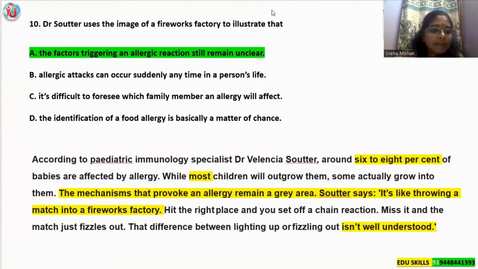Next, answer option C. It's difficult to foresee which family member an allergy will affect. It is not mentioned regarding any of the family members. So we have to eliminate answer option C. Next, answer option D. The identification of a food allergy is basically a matter of chance. So here it is not mentioned regarding identification of any food allergy. So we are eliminating answer option D. I hope all of you understood questions 7 to 10.